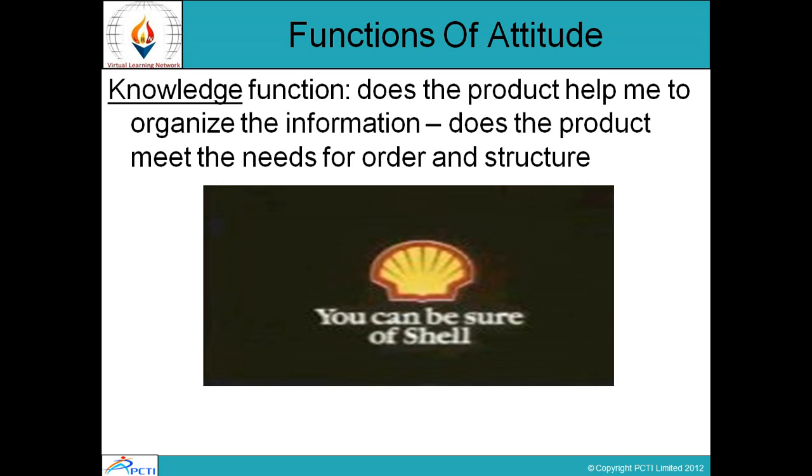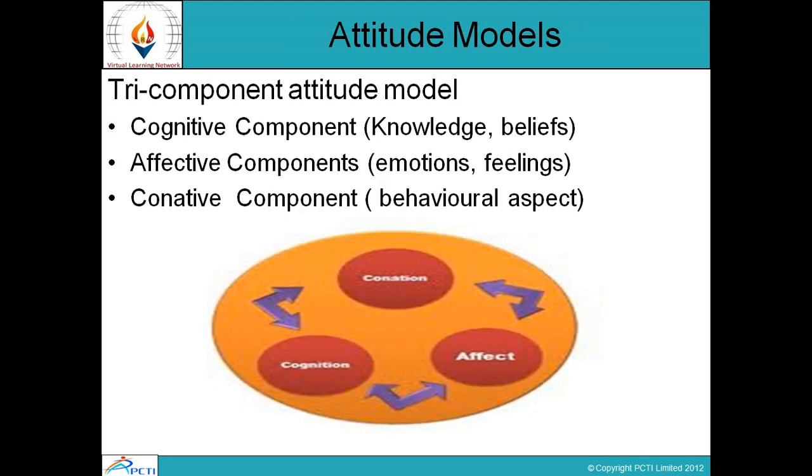The knowledge function also reduces uncertainty and confusion. The more enlightened you are, there are lesser chances of confusion. Advertising is a means of acquiring information about products and services. Comparative advertising attempts to change consumers' negative attitude towards the desired brand based on prior knowledge by emphasizing advantages over the competitive brands. Now, attitude models, when we talk about, there is this model called tri-component attitude model.